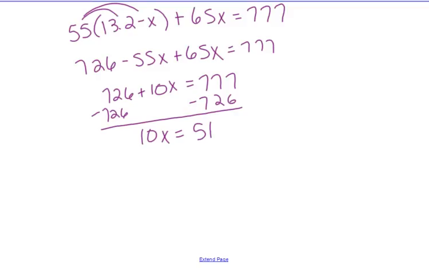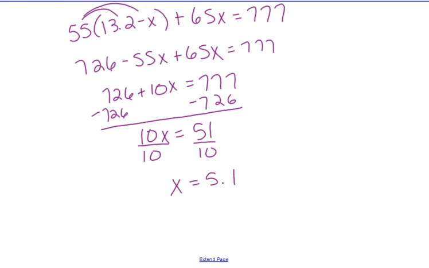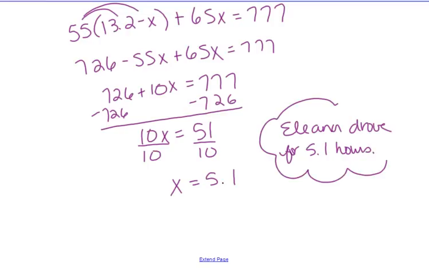Hopefully you can see all that. And then when I divide both sides by 10, I get x to be 5.1. Now, what does x represent again? Look up on my table. x is Eleanor's time. Isn't that what they're asking for? So I can say Eleanor drove for 5.1 hours.